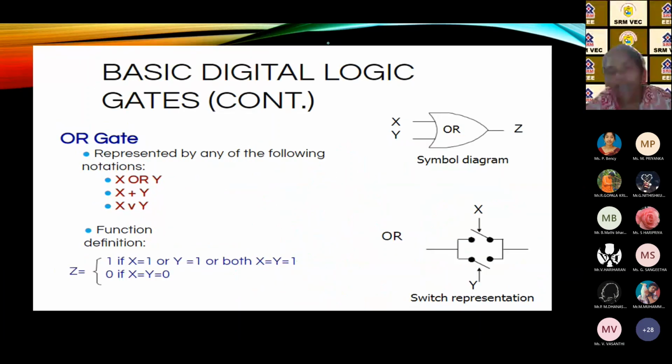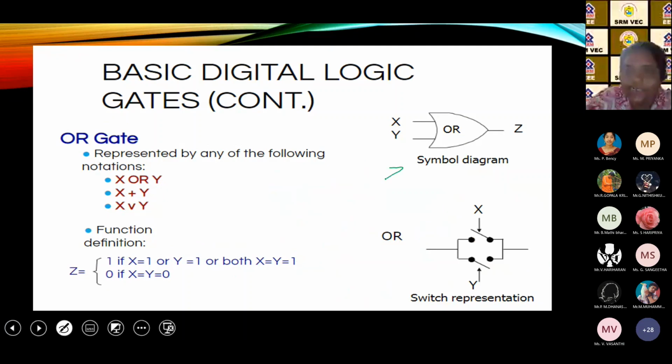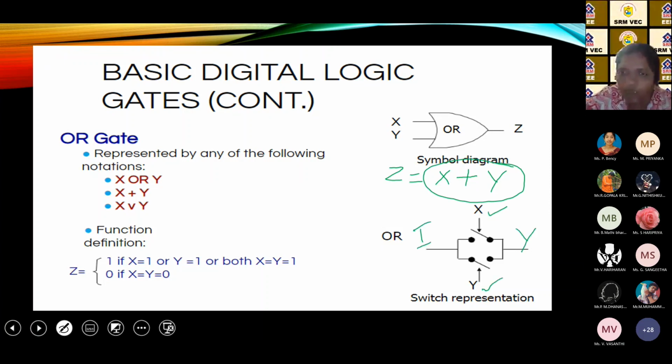Okay, next is the OR gate. In the OR gate, as we discussed already, Z is equivalent to input X plus Y. So what is X plus Y? Here X is a variable, Y is a variable, here is an input and here is an output. So what is Y? Y is equal to I into, see this? If X is equal to 1, then this gate will be closed, and I will reach Y, correct? When Y is equal to 1, this will be closed and Y is equal to I.